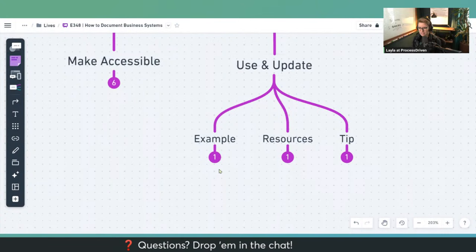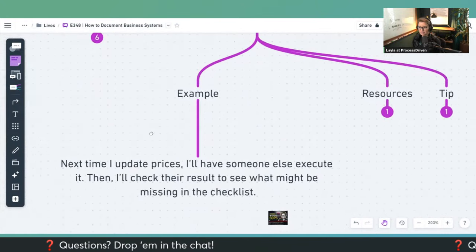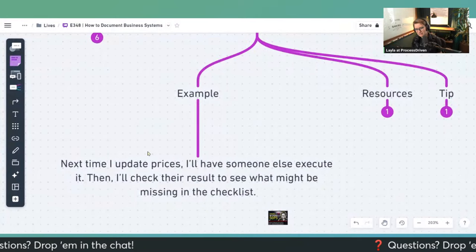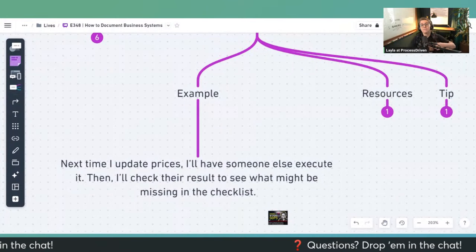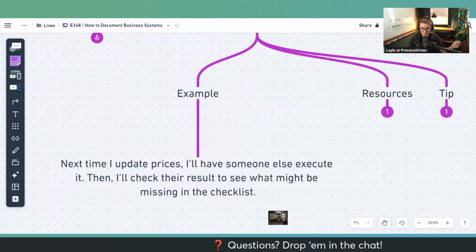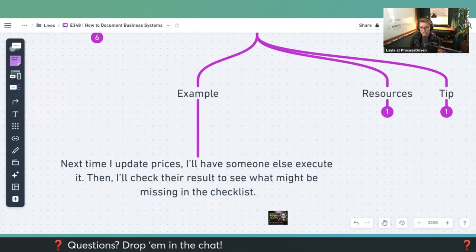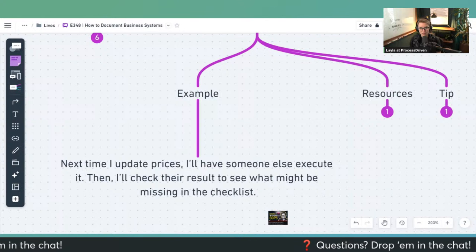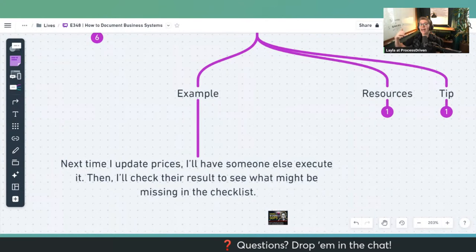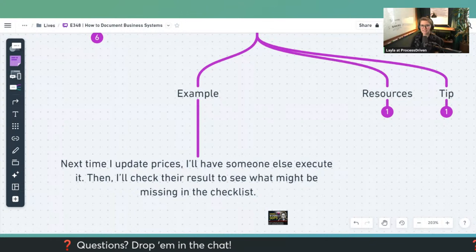So the final step is to use and update. An example of this would be: next time I need to update the prices, I will preferably have somebody else execute it. Maybe with my help, maybe without, but the goal is that they would use my checklist and I would then check once they're done, hey, did they miss anything? Then I would add whatever they missed to the checklist for next time. That is a really great way to battle test any equipment.